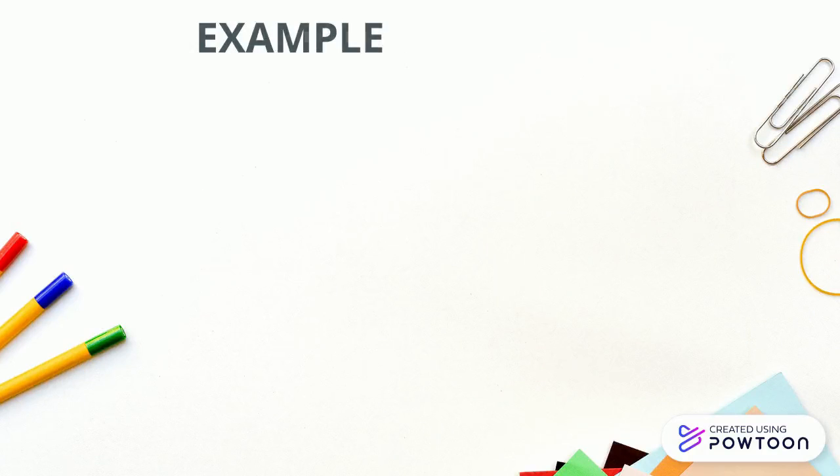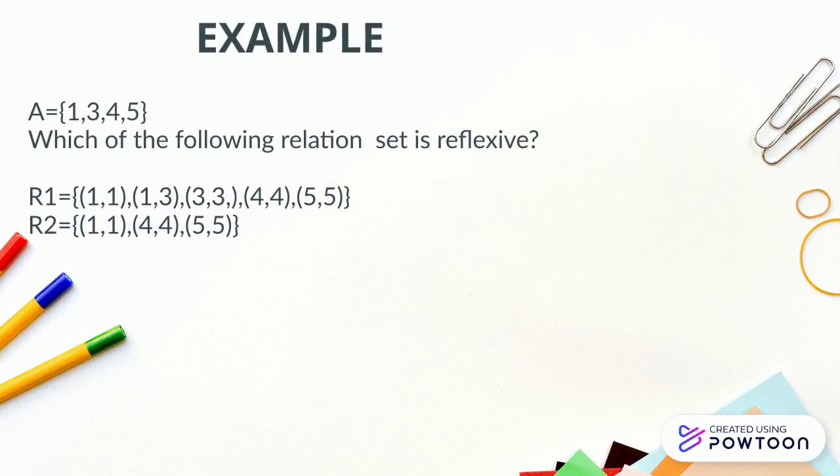For example, we have set A contains elements 1, 3, 4, 5. Which of the following relation sets is reflexive? We have R1 equals to (1,1), (1,3), (3,3), (4,4), (5,5). R2 equals to (1,1), (4,4), (5,5). The answer is R1. Why?